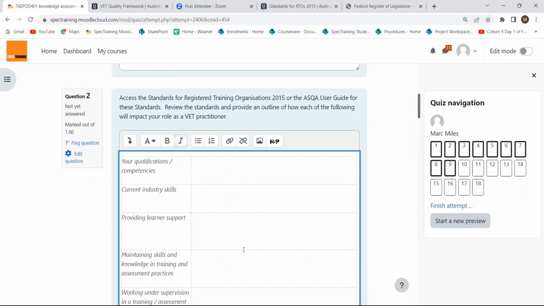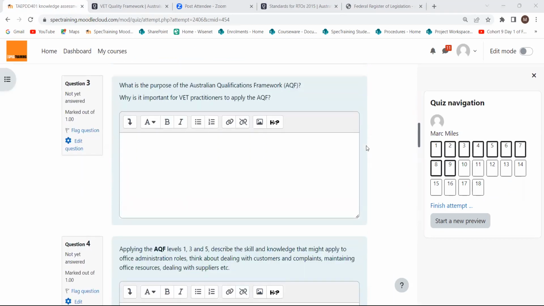So let's come back to this screen that we've got here. And now let's come to the next question, which is question 3. What is the purpose of the AQF? Why is it important for VET practitioners to apply the AQF? Well, if we talk about the purpose, basically it says that the purpose is to define the expectations for each level of education within Australia. I mean, AQF stands for the Australian Qualifications Framework.